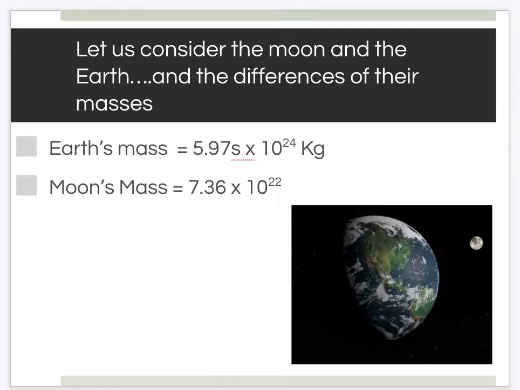So let's consider the moon and the earth and the differences of their masses. The earth's mass is 5.97 times 10 to the 24th kilograms. It's enormous. And the moon's mass is much smaller, 7.36 times 10 to the 22nd kilograms. And then the sun, as you know, is even bigger than the earth and the moon, right? That's why when we talked about tides a few units ago, remember we talked about how the moon has a bigger effect on the tides than the sun does. Even though the sun's way, way, way bigger, the moon is a lot closer, so we'll talk about that too.